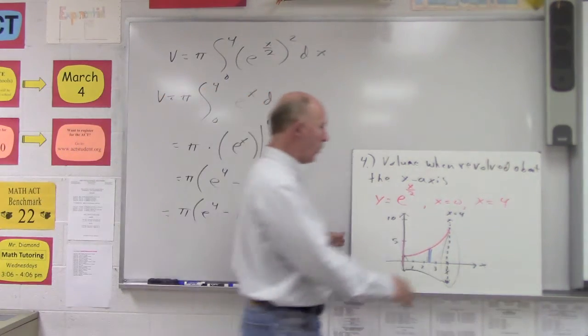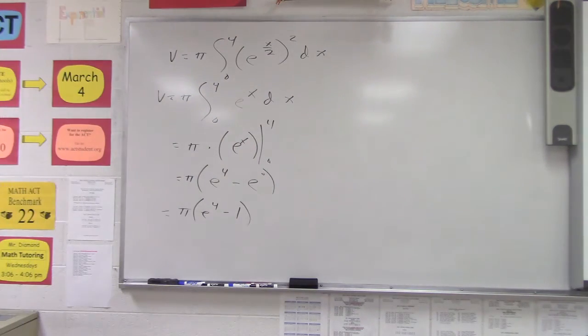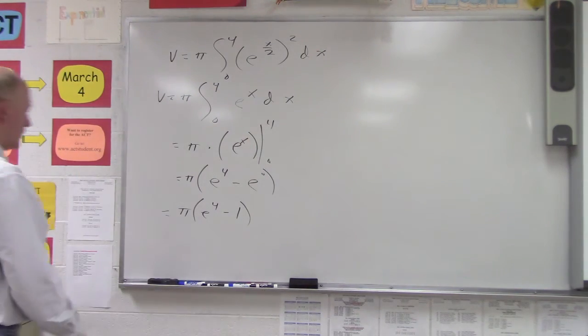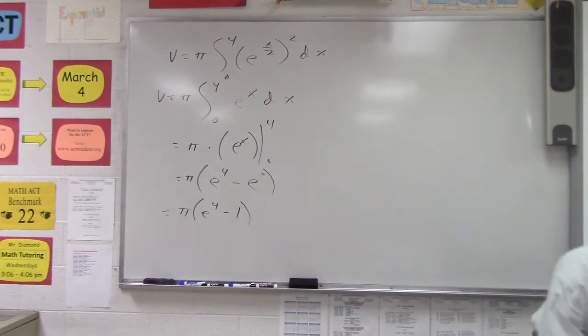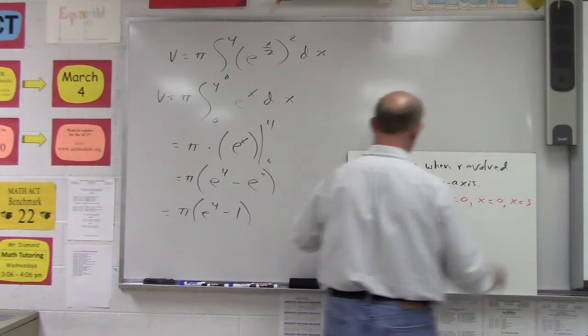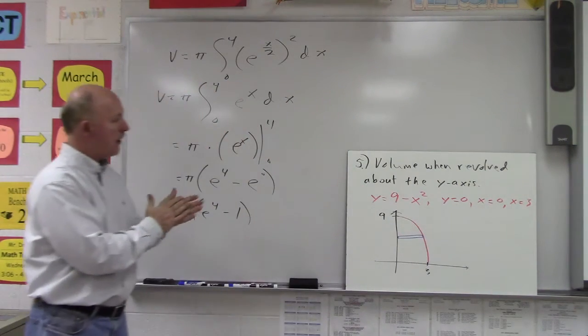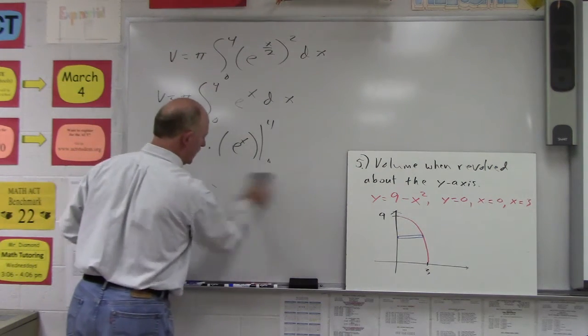All right, let's try one more example. Let's try a revolution about the y-axis now. That wasn't too bad. Go ahead and set this up so we can take a look at it. So what about the volume when revolved about the y-axis? You can see we got another little parabola here, a little quadratic.